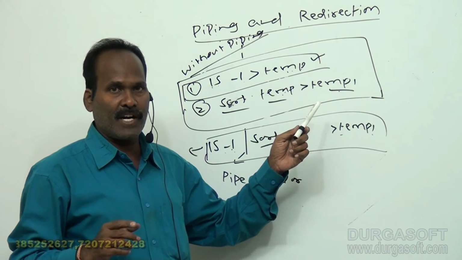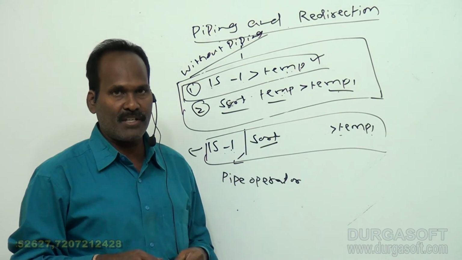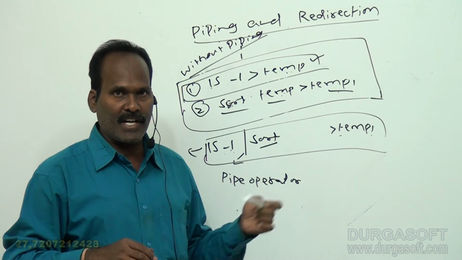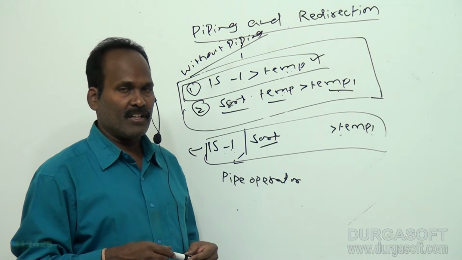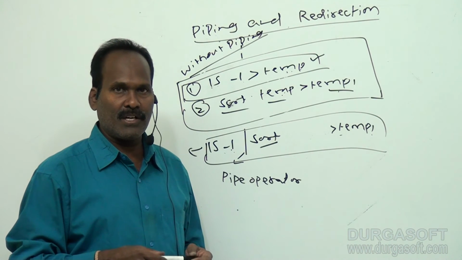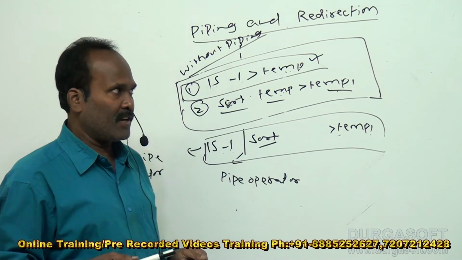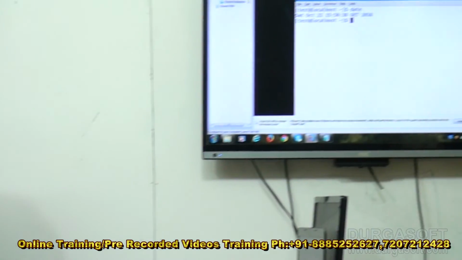The redirection operator is going to change the default output device. Instead of displaying output on the monitor, the output will be redirected to some other file. So how can it be done? Just have a look, I will show.